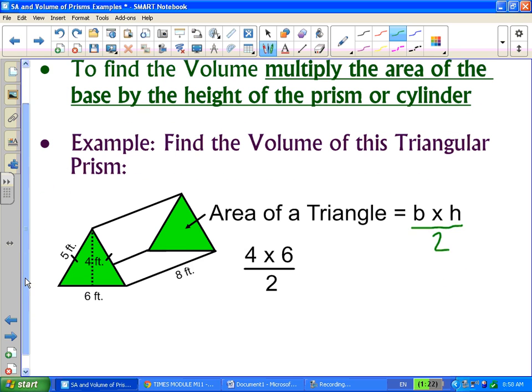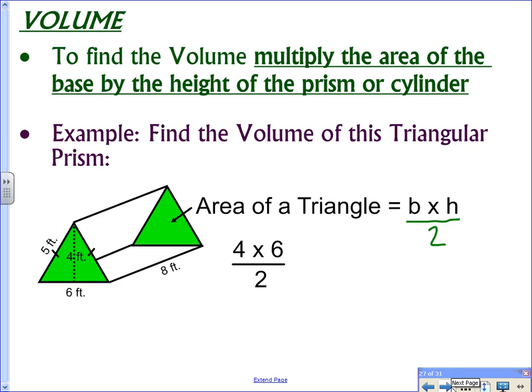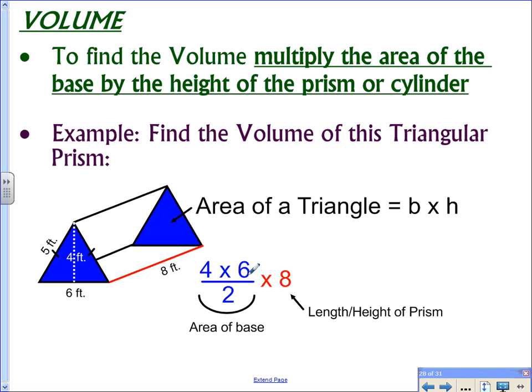So in this case, I'm going to multiply 4 by 6 and divide by 2, just like we found the area of that same triangle in the surface area example. So now I have 4 times 6 divided by 2, which is the area of the base, and I'm going to multiply that by the height of the prism. Well, since my front and back are my bases instead of the top and bottom, the height is actually the length in this case. It's always the distance between the two triangles. So I'm going to multiply by the length, which is 8.